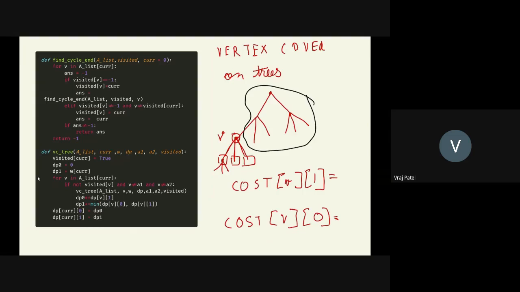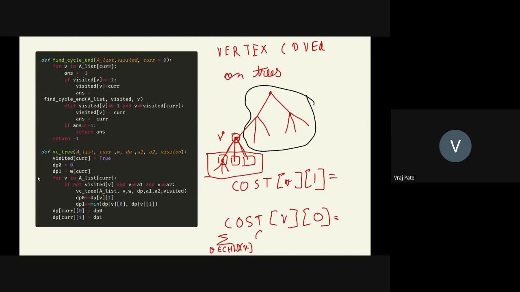Now let us assume that we have done this for the children. We have already calculated this cost for the children. So now how do we calculate this cost for the vertex V? Let us do the easiest one. If we know that V is not a part of the solution, then all of the children have to be a part of the solution. Therefore, we can just take a direct summation over all the children, u belonging to children of V.